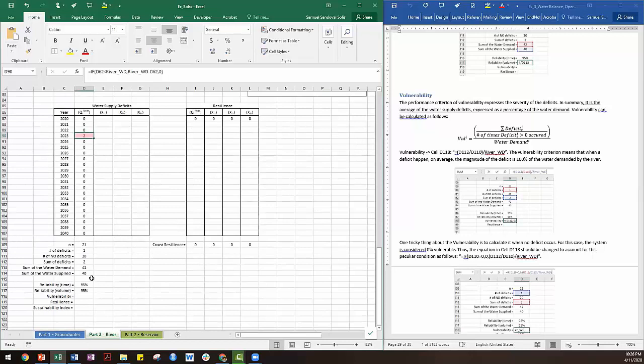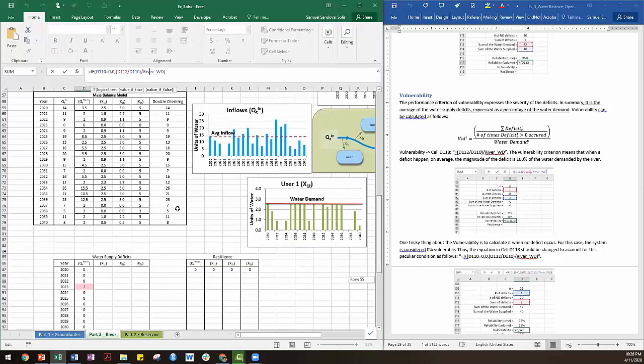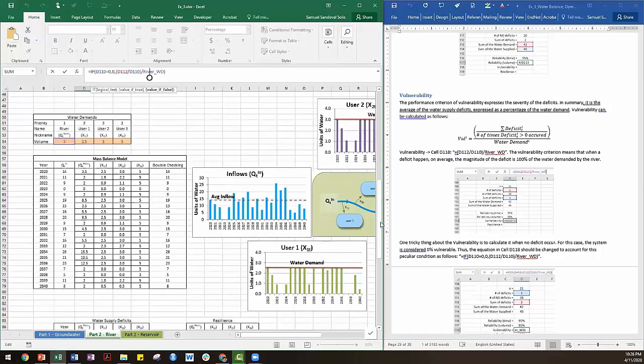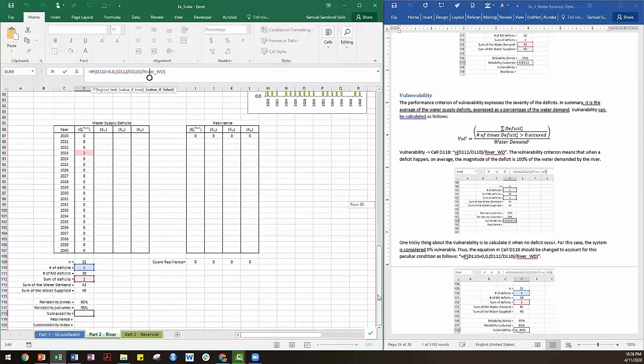2 over 2 is 1, or 100%. So basically that's what we can do in here. It's basically saying what was the average of the deficits: the sum of the deficits divided by the number of times that you have a deficit, and that value divided by the water demand. So you express it as a percentage of the water demand. And that's what is going on there.